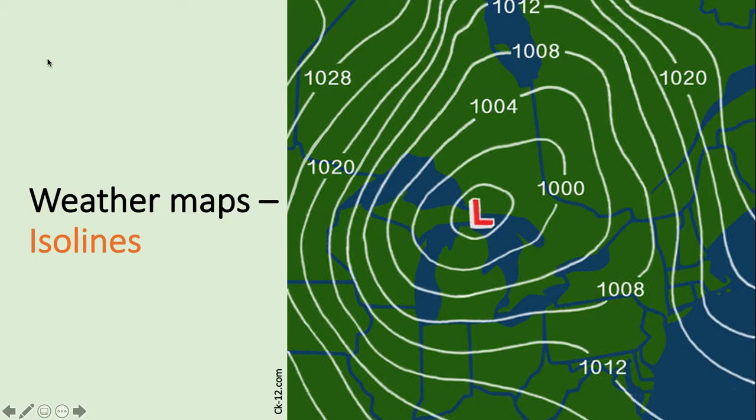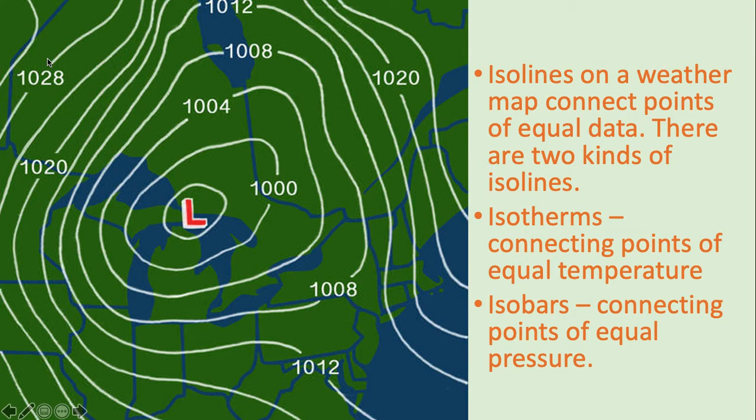All right, another thing you'll see on weather maps sometimes is isolines. These are similar to the lines on a topographic map, but they'll be showing either pressure or temperature. They connect points of equal data. Isotherms connect points of equal temperature, or in this example, we've got isobars that are connecting points of equal pressure. We have a low pressure center, and moving outwards from the low, the pressure is getting higher.